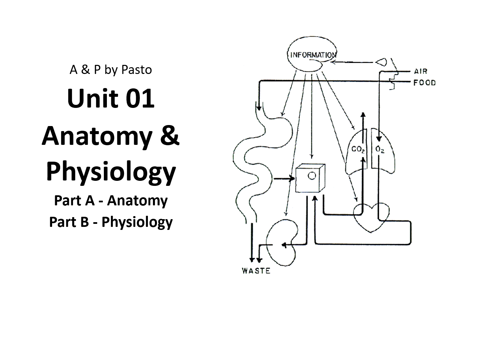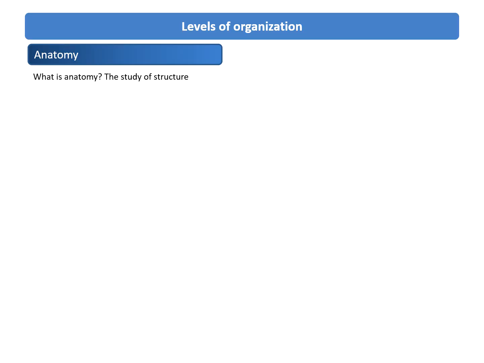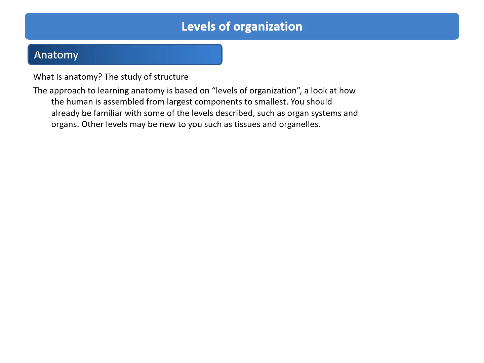Welcome to Unit 1, Anatomy and Physiology. Logically enough, it's divided into two parts, anatomy and physiology. Part 1 is anatomy. Anatomy is the study of structure. A convenient way to study anatomy is in terms of levels of organization, from biggest to smallest. As we go through this, you'll see some of the terms and phrases are familiar to you, and some are not.